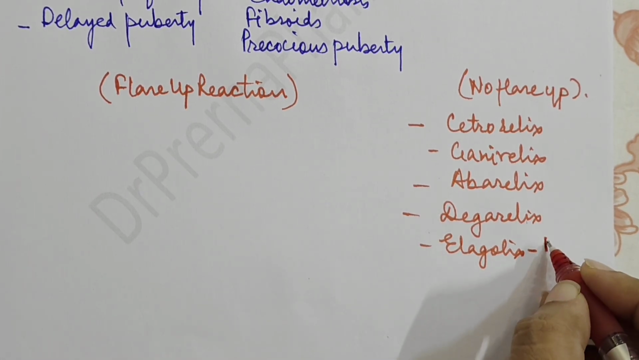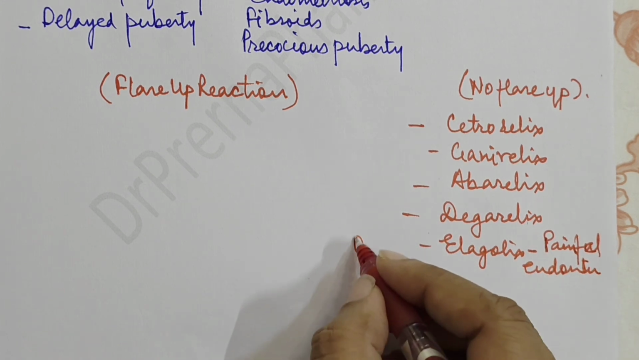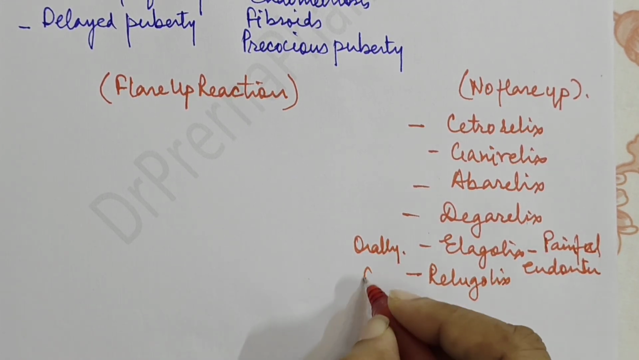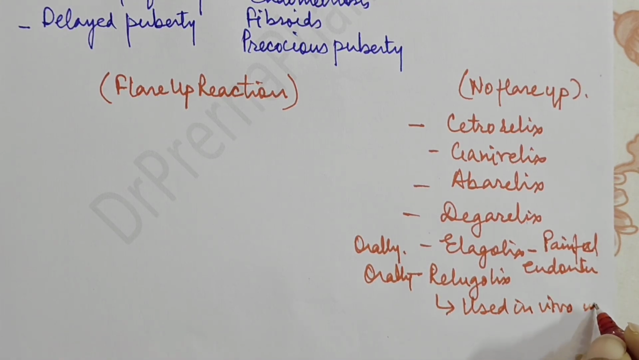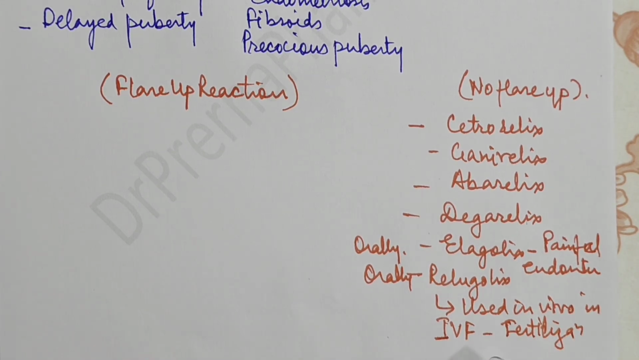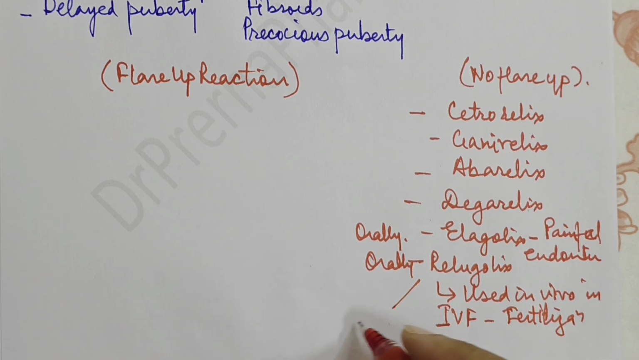This is used in patients who are having painful endometriosis and they are given orally. Then another drug is there, Relugolix. This is also given orally. Now this drug is also used in IVF, in vitro fertilization. So these drugs are also used in vitro fertilization to reduce the ovulation. And Relugolix is used in prostate carcinoma also, right?